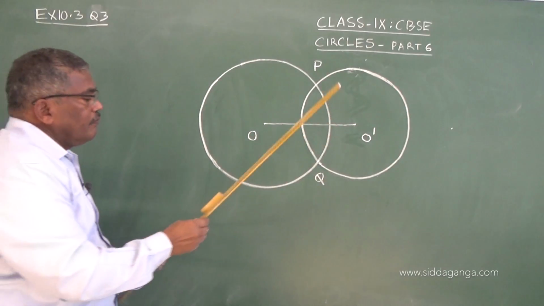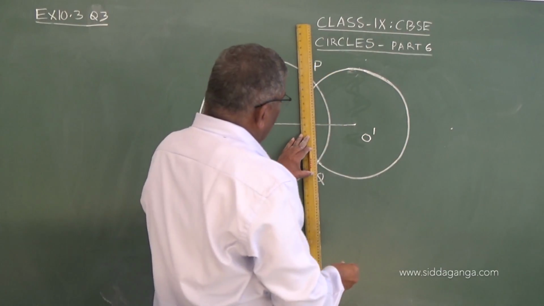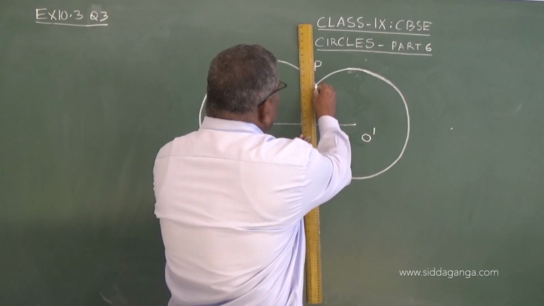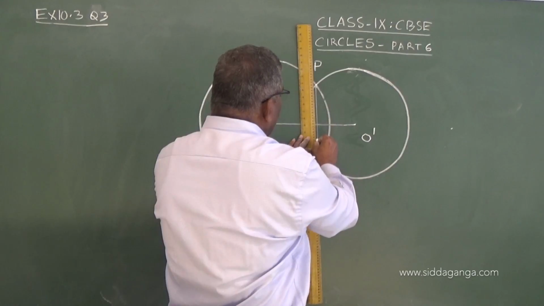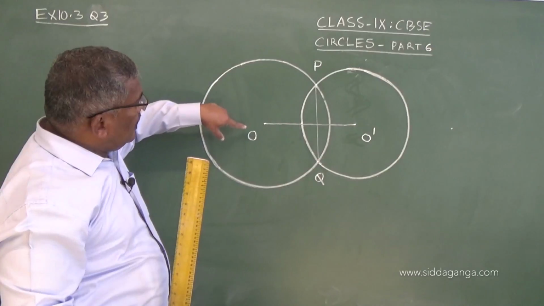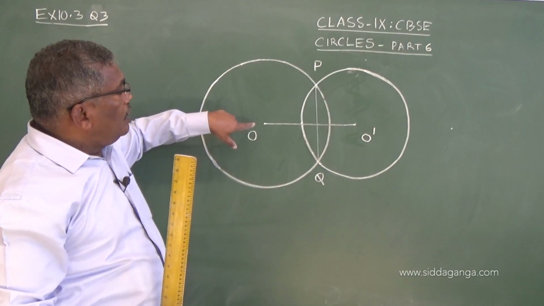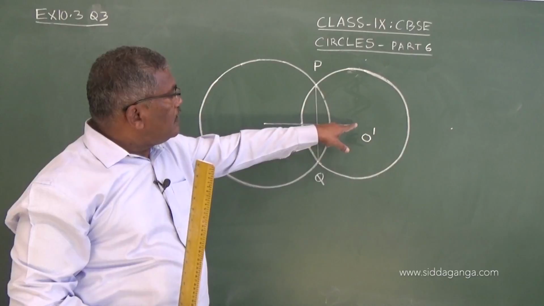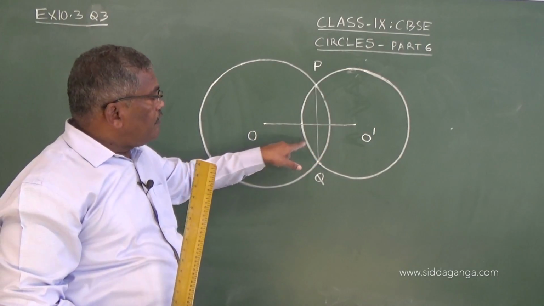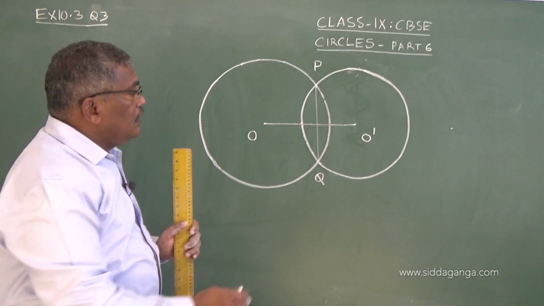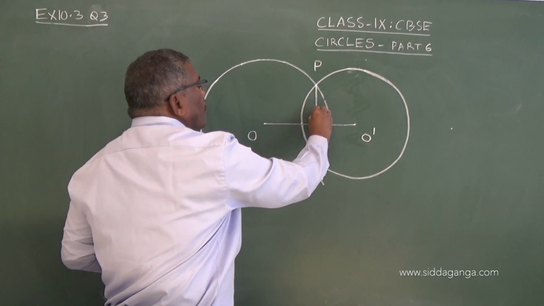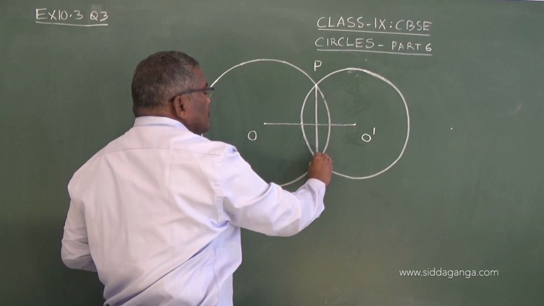P and Q. Now observe, P and Q are on both the circles. So when I join PQ, PQ is a chord for the circle with center O. It is also a chord for the circle with center O dash. You can observe here. That is why PQ is known as the common chord. Here this PQ is the common chord for both the circles.